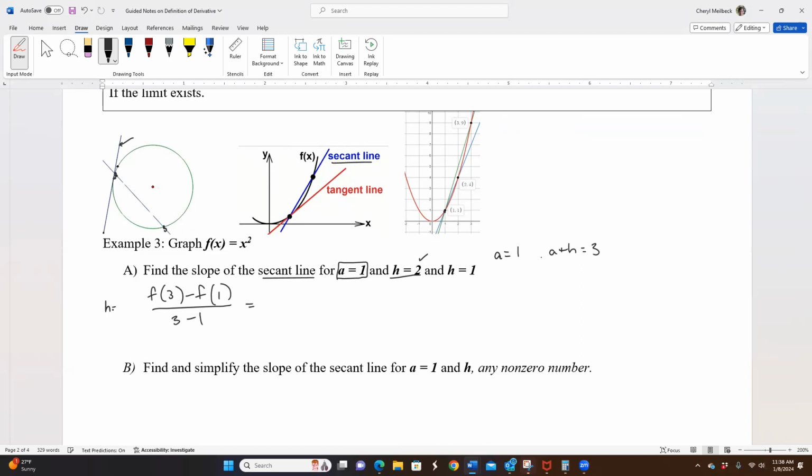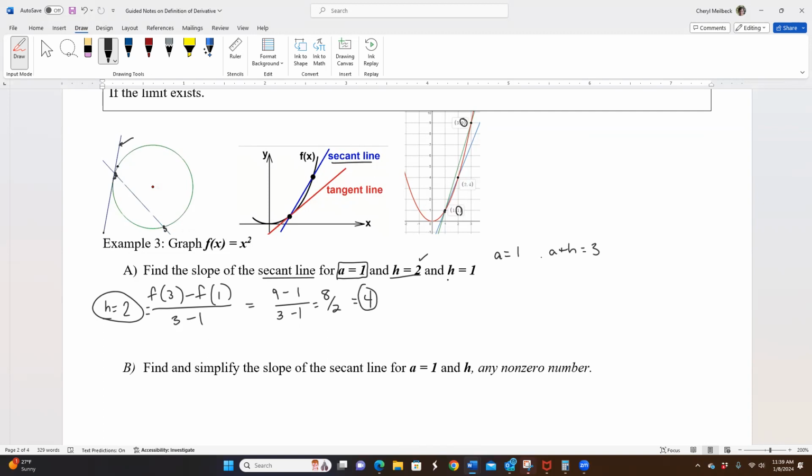So this is when h is 2. If we calculate this, we can get it straight from the graph. f of 3 is the y value at 3, which we see here to be 9. And f of 1 is the y value at 1, which we see here to be 1, over 3 minus 1. In this case, we're going to get 8 over 2, or 4. And that would be units per unit of time.